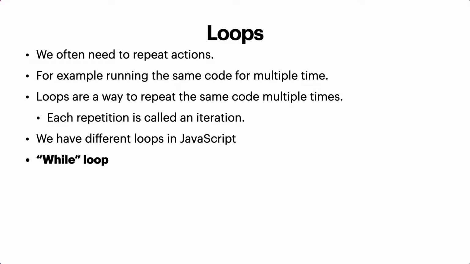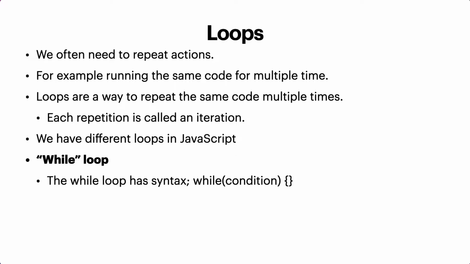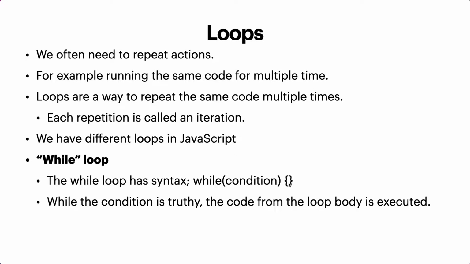The while loop. What is a while loop? The while loop has this syntax. You can see that we have the keyword while, followed by a pair of parentheses with a condition, and then the body of the loop, where you can execute some block of code based on this condition. While the condition is true, the code from the loop body is executed.